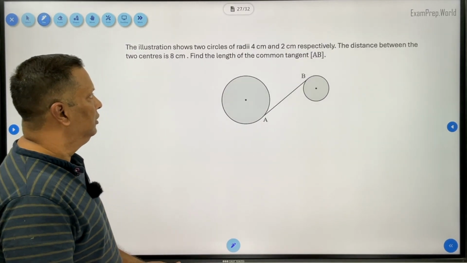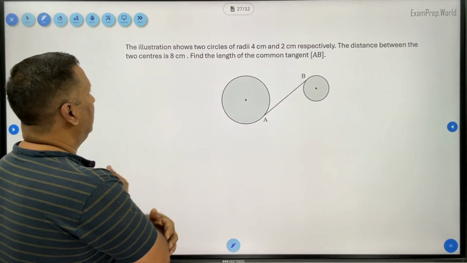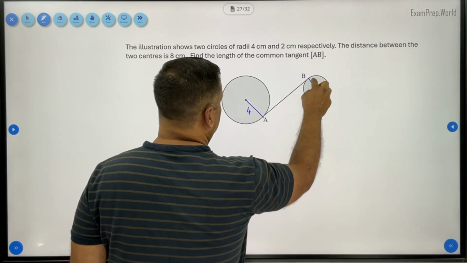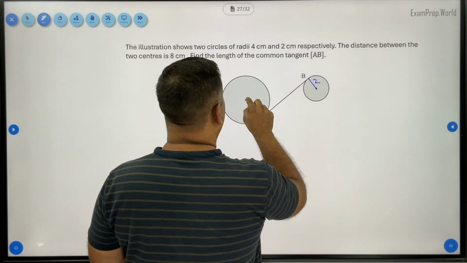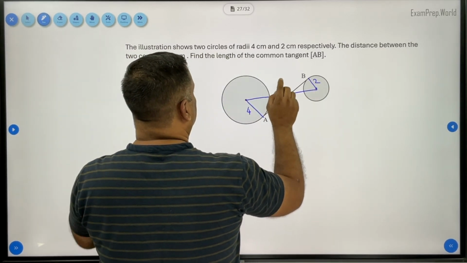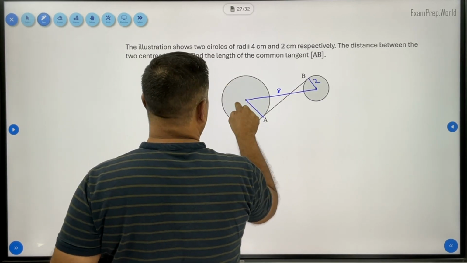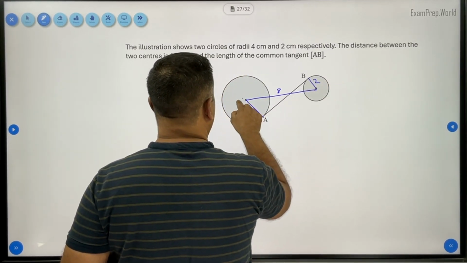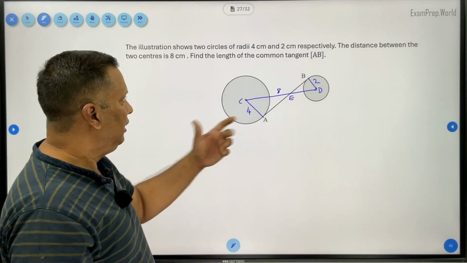Let's do that. Here again there are two circles, but the tangent is diagonal. And what all things they have given? So this is 4 centimeters and this is 2. Find the distance between the two. They already told the distance between the two centers is 8. This whole thing is 8. Let us write C and D, and I will write E over here, the point of intersection. Okay. Now the diagram is complete.